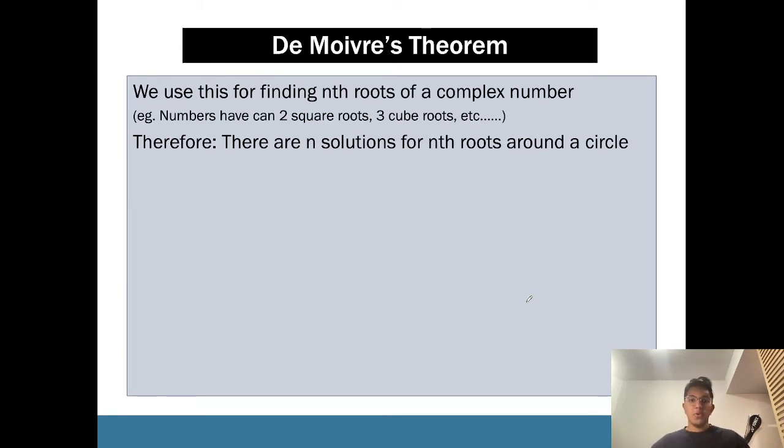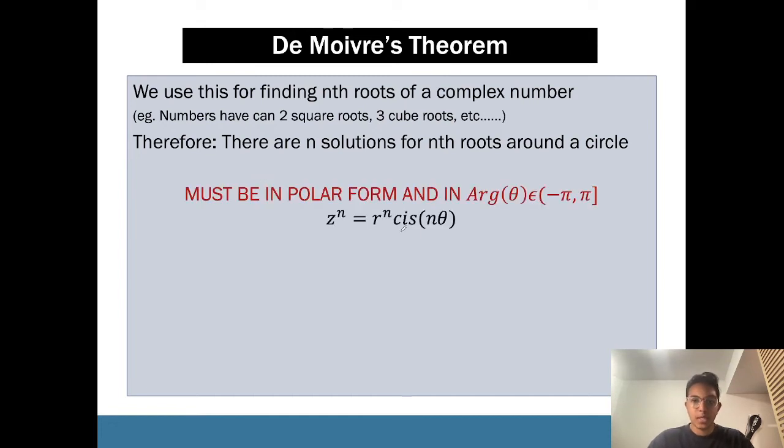Okay, so De Moivre's theorem. Some numbers can have 2 square roots, 3 cube roots, etc. We use De Moivre's theorem to find the nth root of a complex number. There are n solutions for n roots around a circle. So you can go around the circle n number of times depending on the number of solutions we're looking for. When we work out De Moivre's theorem, we want things to be in polar form, and we want our theta to fit in the argument domain.